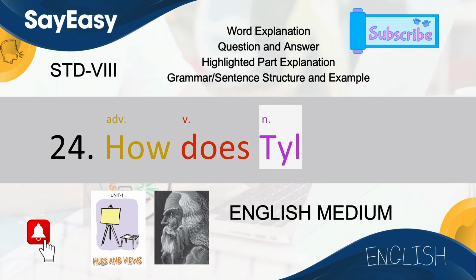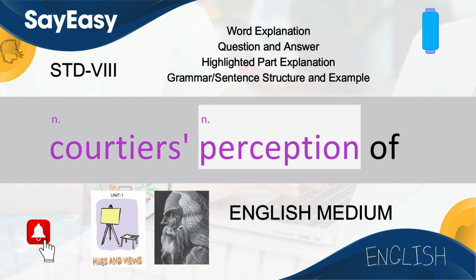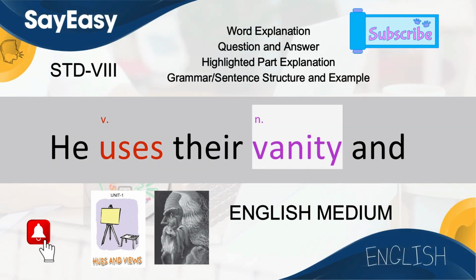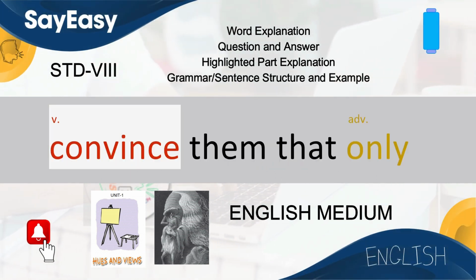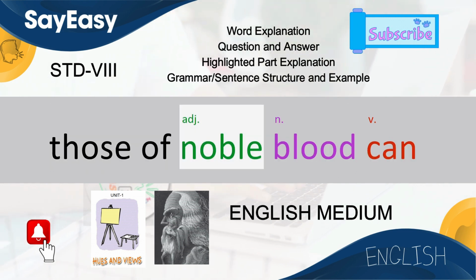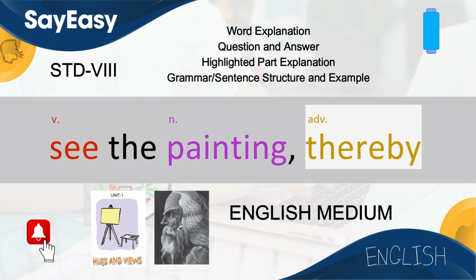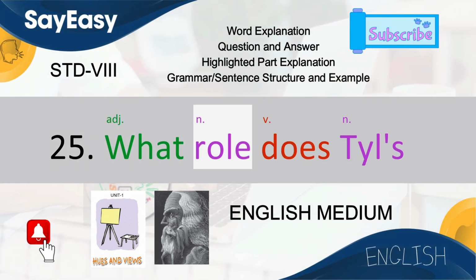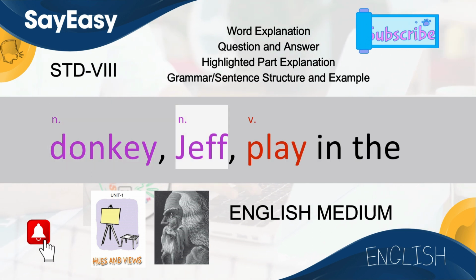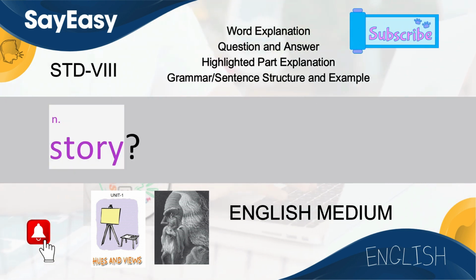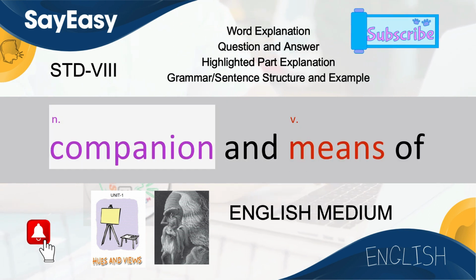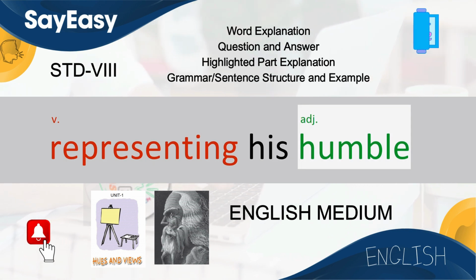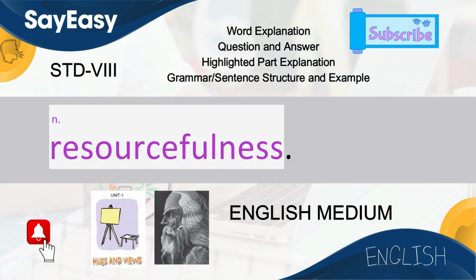24. How does Tivael manipulate the courtier's perception of the painting's visibility? He uses their vanity and desire for status to convince them that only those of noble blood can see the painting, thereby ensuring their admiration. 25. What role does Tivael's donkey, Jeff, play in the story? Jeff serves as Tivael's companion and means of transportation, representing his humble origins and resourcefulness.